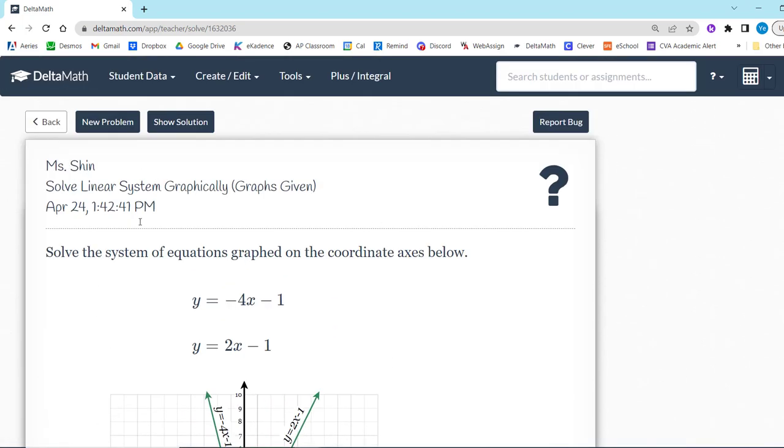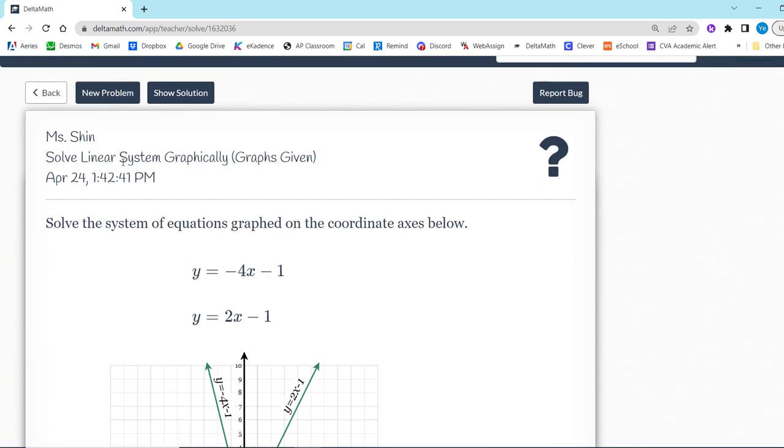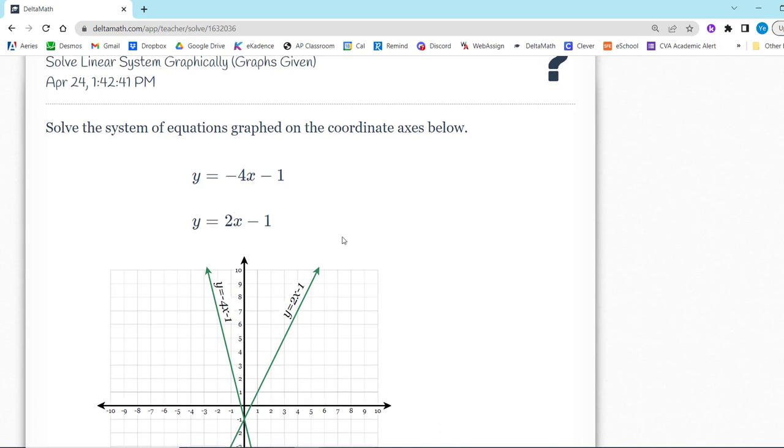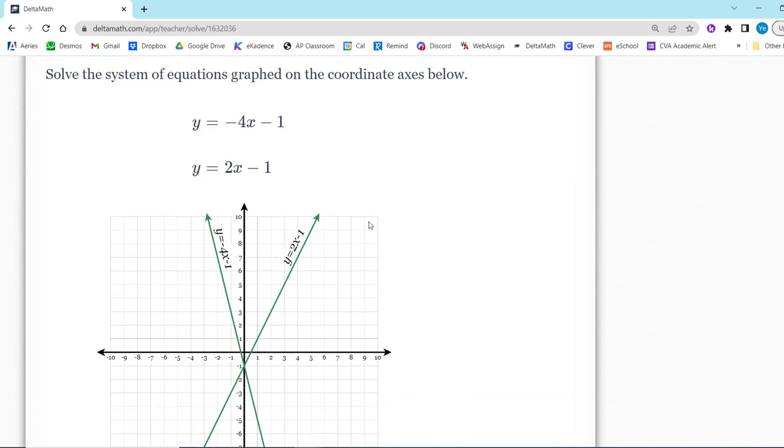So before we get started, let's quickly talk about what a linear system is. We've worked with linear equations before. One linear equation, y equals negative 4x minus 1, that's one line. y equals 2x minus 1, that's another line. Hopefully you remember that when the slope is negative, the line is decreasing left to right. Hence, we have the decrease here.